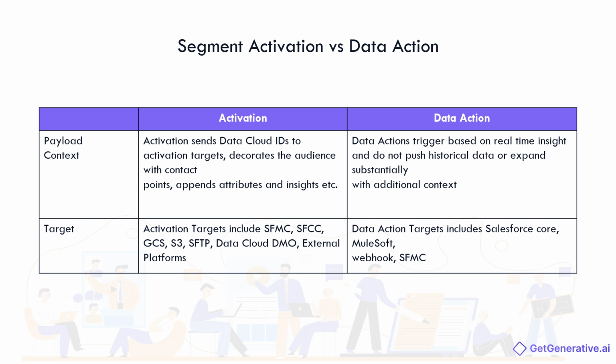Payload context for activation. Activation sends the Data Cloud IDs to the activation targets. It can be a unified ID. It can also be an individual ID. It decorates the audience with contact points, such as multiple email addresses. You can pick one of the email addresses from various different email addresses you have based on your source.